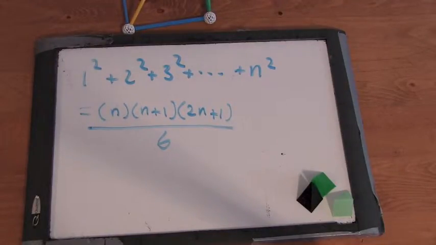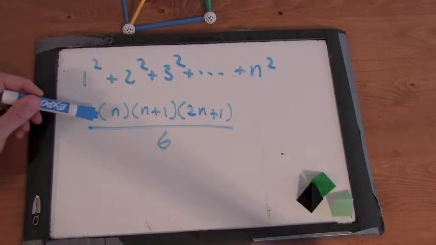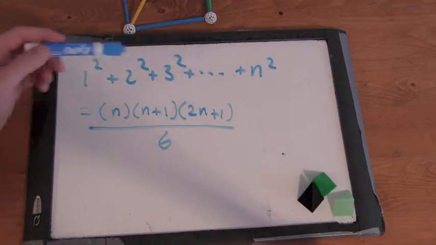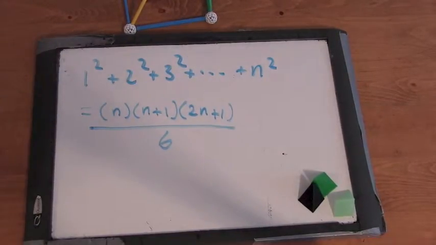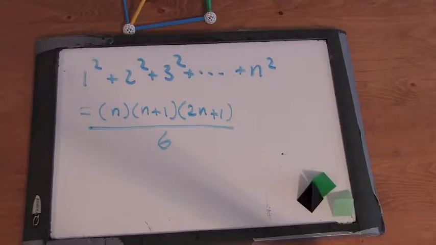So 1. Then we could test the equation. It's 1 times 2 times 3 all over 6. Does that equal 1? Yes. 6 over 6.